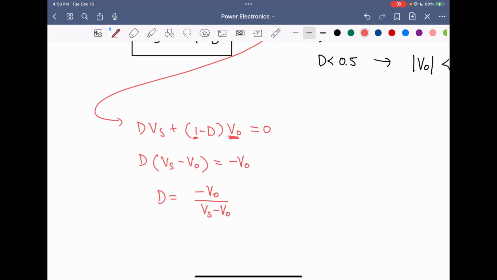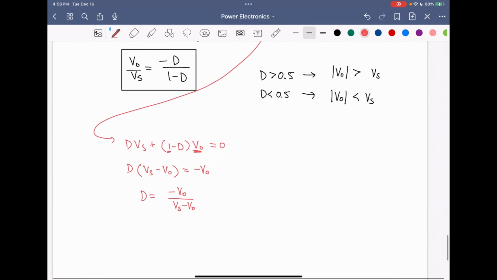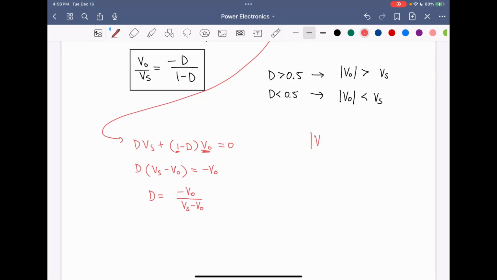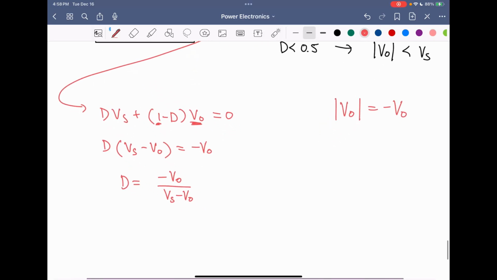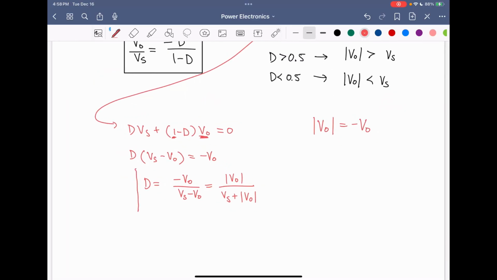Now, negative Vo, we know, is equal to the magnitude of Vo, because the output voltage is a negative quantity. So we can also express this as the absolute value of Vo over Vs plus the absolute value of Vo. So if we desired a given output voltage and a source voltage, we can find the duty cycle that we need to get that desired output.